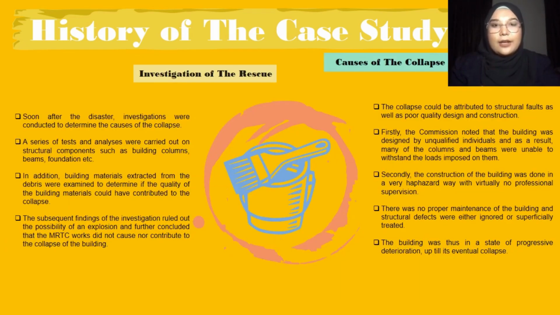The investigation of the collapse. Soon after the disaster, investigations were conducted to determine the causes of the collapse. A series of tests and analyses were carried out on structural components such as building columns, beams, and foundation, etc. Lastly is the causes of the collapse. The collapse could be attributed to structural faults as well as poor quality design and construction. There was no proper maintenance of the building, and structural defects were either ignored or superficially treated.